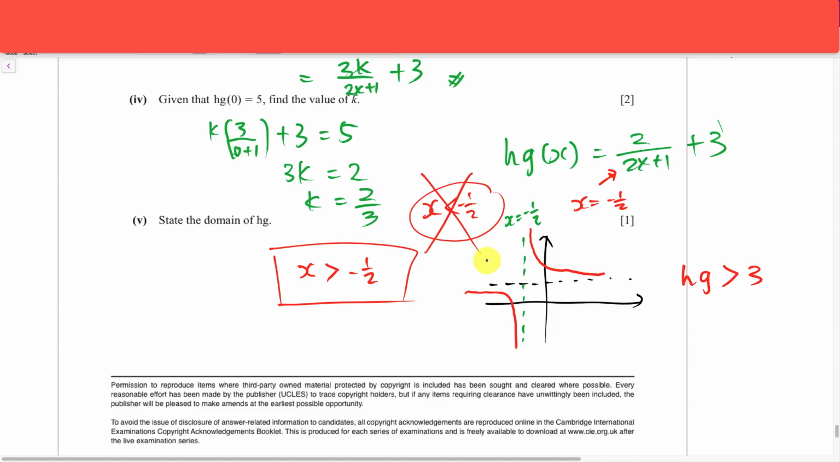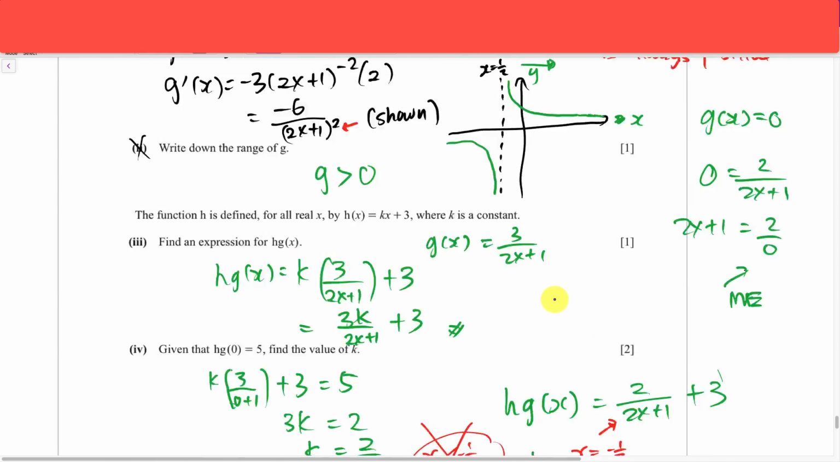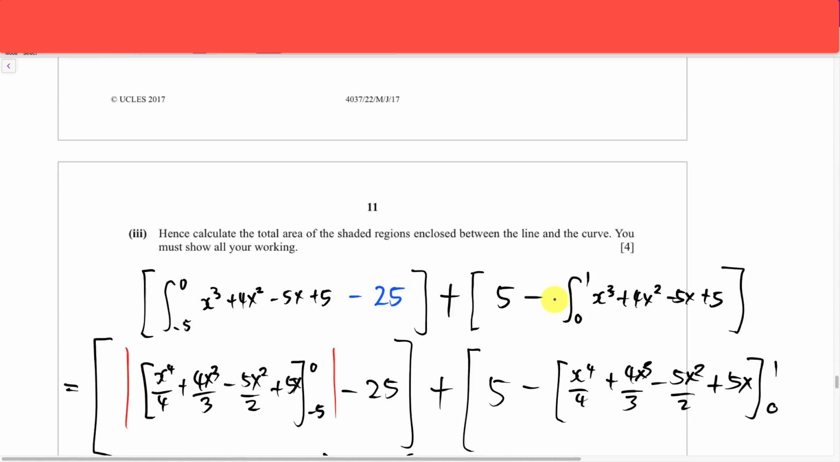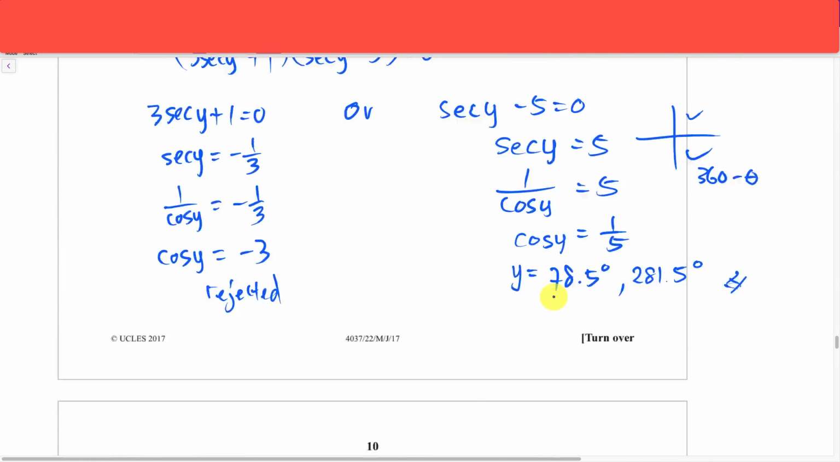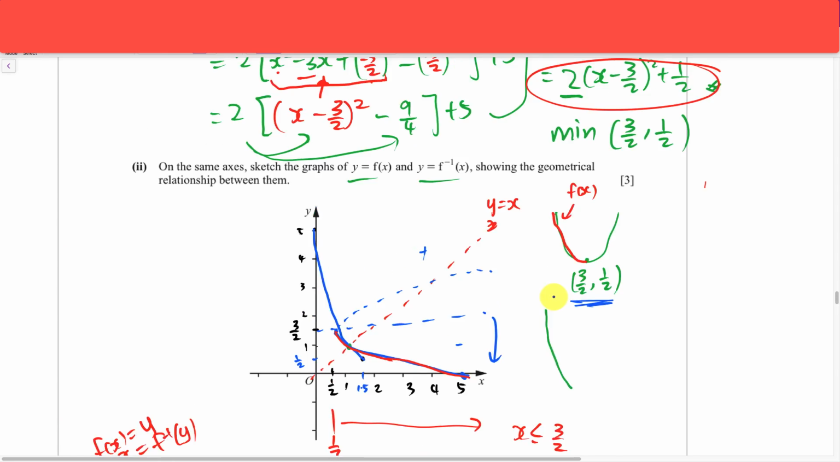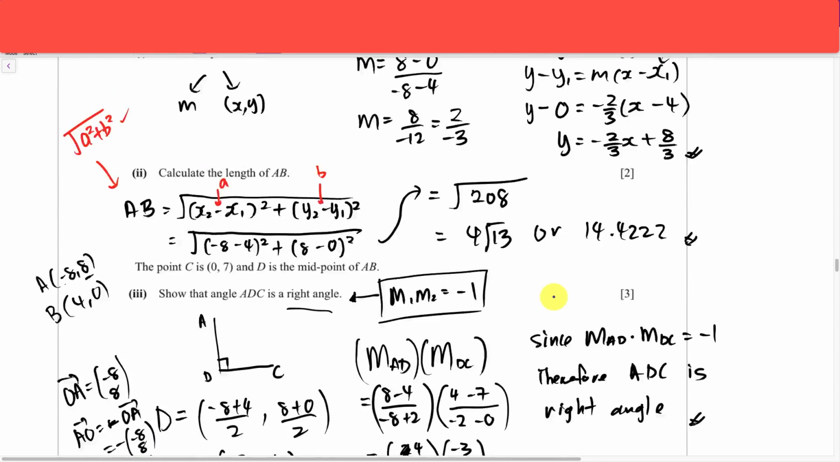Alright, I hope my answer is correct. If you find any mistake, please let me know, because sometimes I do make mistakes, and I'm so sorry about the few mistakes on the question above. Anyways, I hope this very long video can help you understand better about functions, integration, and then trigo. So many function questions here.